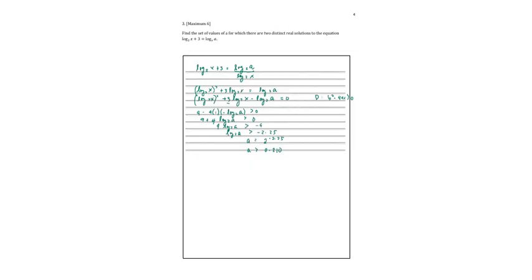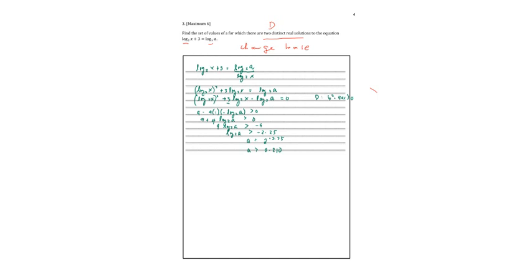For the next problem, number 3, find the set of values of a for which there are two distinct real roots to this log equation. When we say two distinct real roots, this refers to finding the discriminant, or D. So I already changed this since our log is base 2, the log here is base x. So we can use the change of base formula, where I change the base to 2.